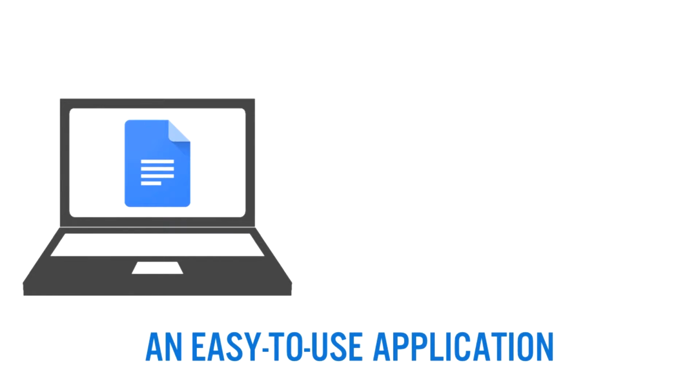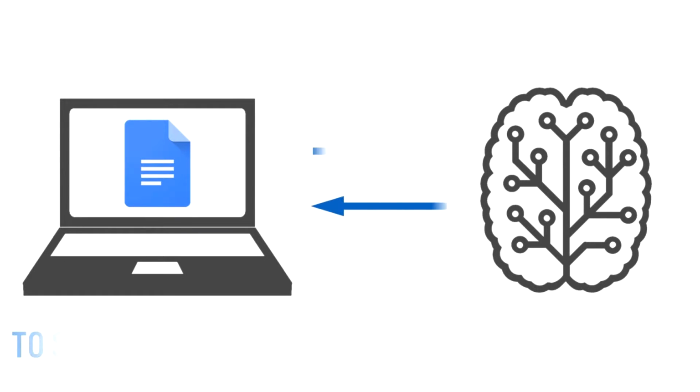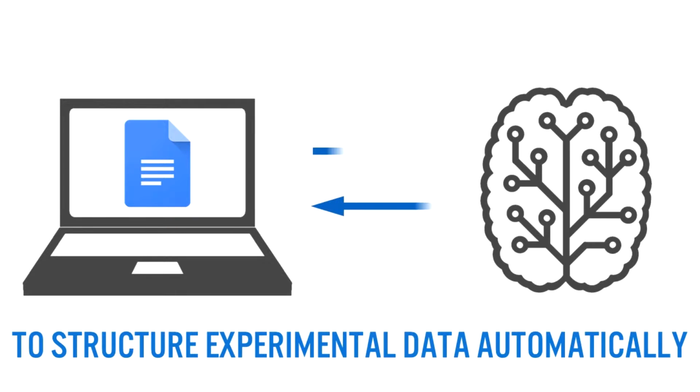an easy-to-use application for scientists to structure experimental conditions and data automatically that will make their research consistent and more reproducible by peers. We present SciAI, a cloud-based set of intelligent algorithms and Google Doc extensions that structure experimental texts directly at the moment of writing.